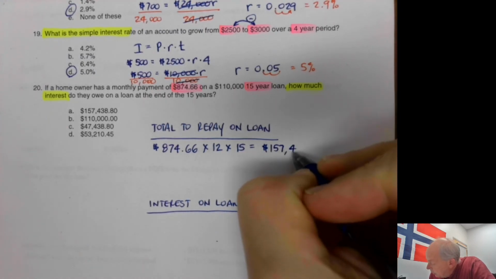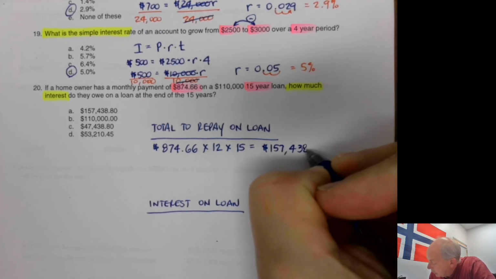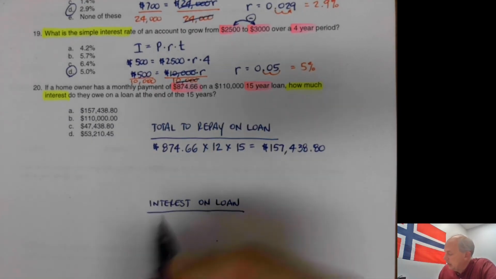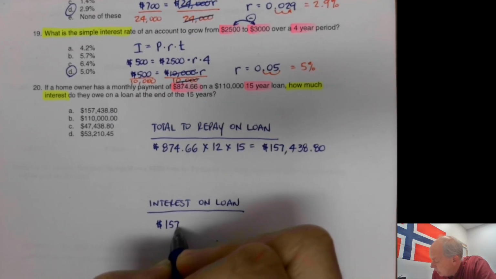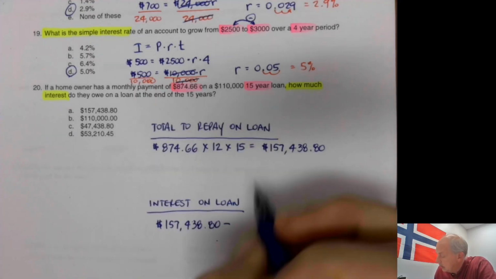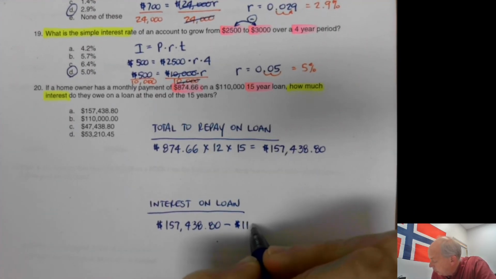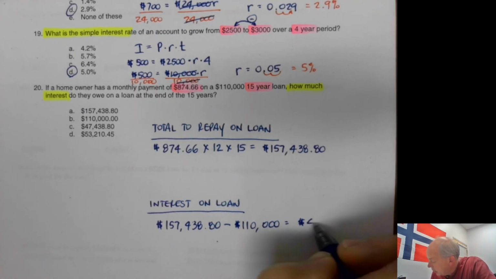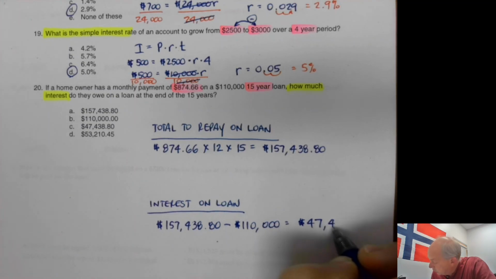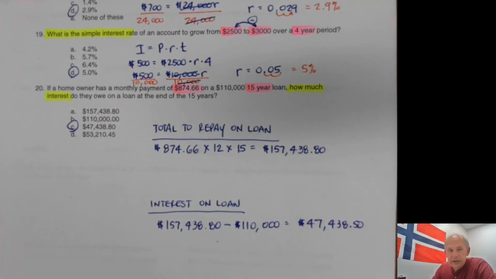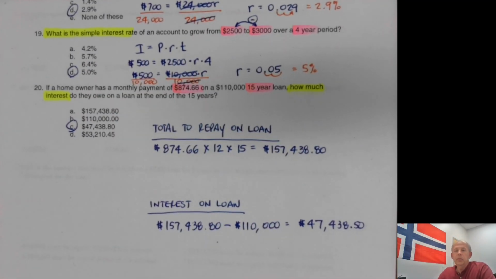Over the life of the loan, here's what I'm going to pay. $157,438.80. What's owed on interest is $157,438.80, the total amount, minus the amount that I borrowed, $110,000. The leftover amount that goes towards the interest is $47,438.50. My answer is choice C. There's what you would have for number 20, and we're done with reviewing the practice test.